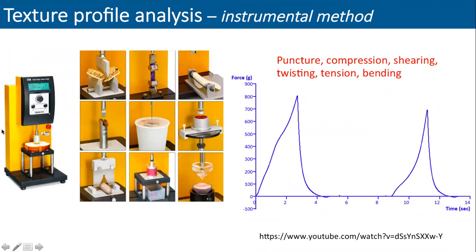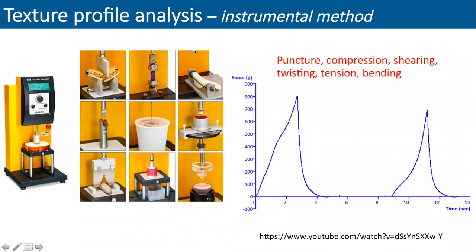There are so many analyses. I just use one example. A single texture profile analysis has different units. Based on our product, we can select the device and do the sensory analysis. Here you can see one example I have conducted for a toffee. For a toffee, there are two forces. You can see 800 grams force in the first stage, and after 9 seconds, again around 700 gram force. One example.